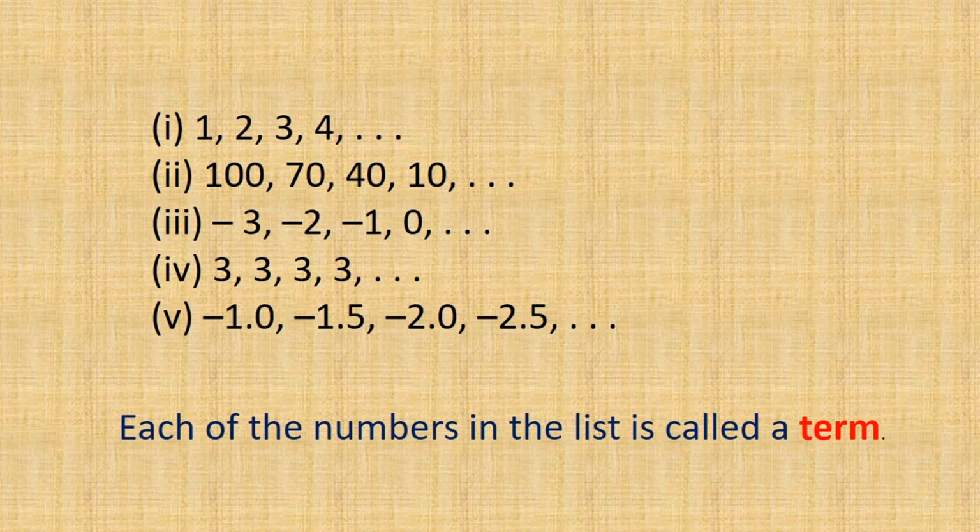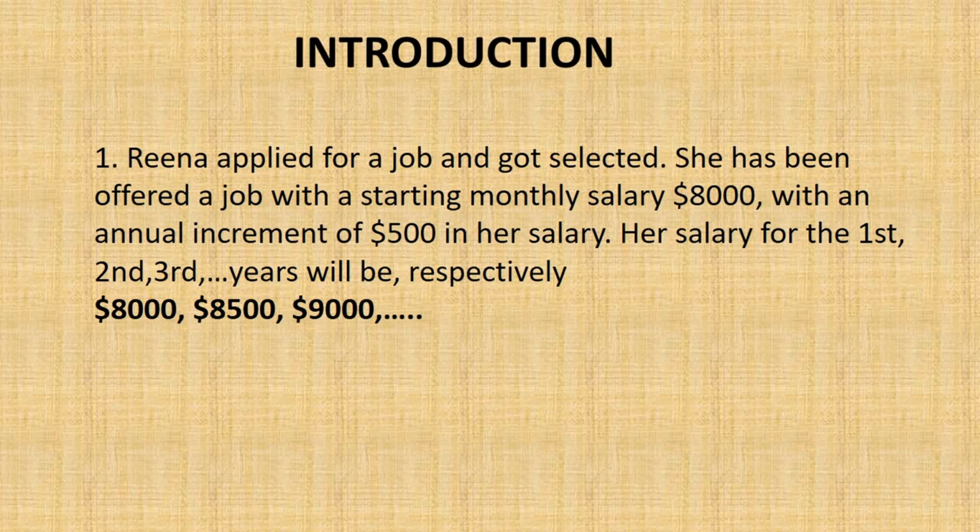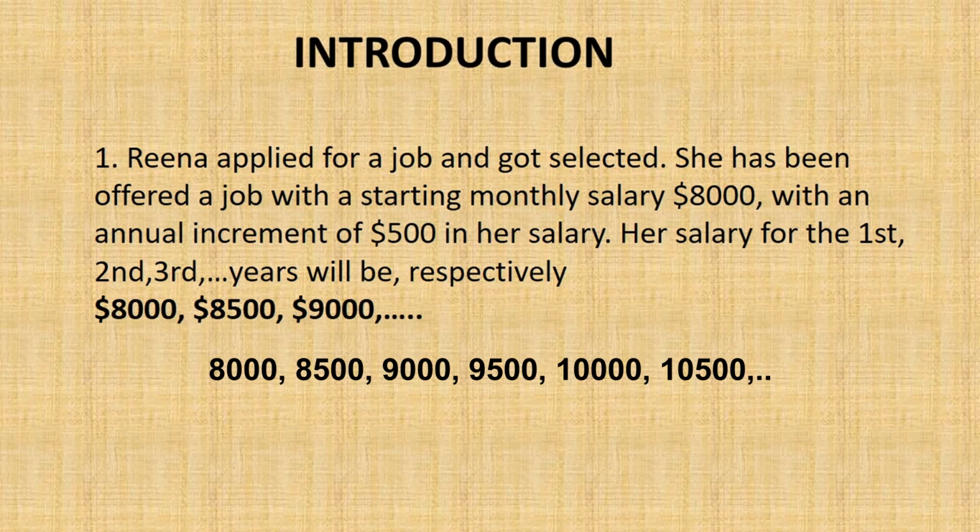Come back to the examples we have seen in the beginning. So the first example, is this an arithmetic sequence? Yes, this is an arithmetic progression, right? We start with $8,000, or you can simply say 8,000. The next number is 8,500, and the next number is 9,000. So we add a fixed number, 500. So what will be the next number? 9,500. So it goes like so: 8,000, 8,500, 9,000, 9,500, 10,000, 10,500, etc.